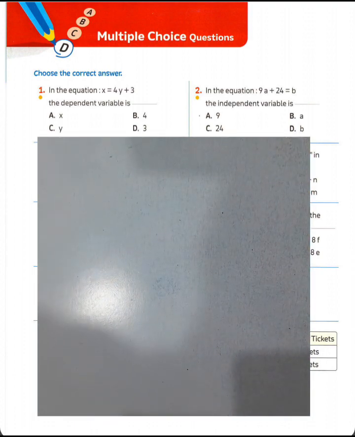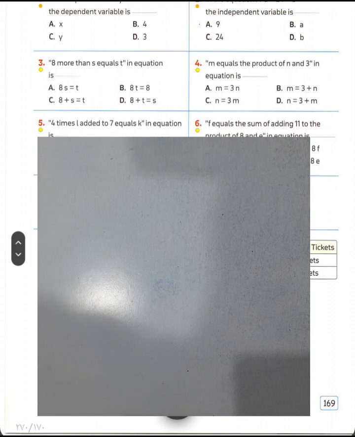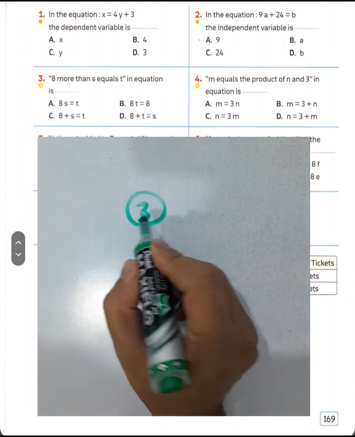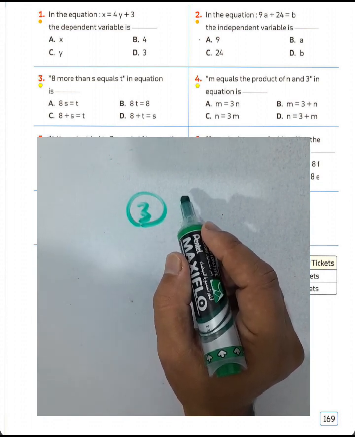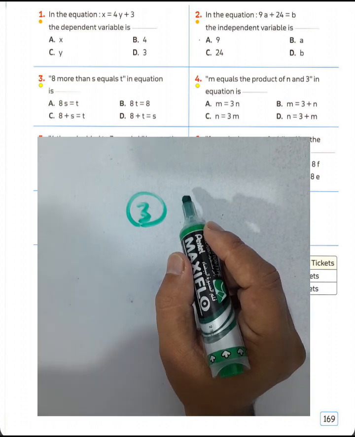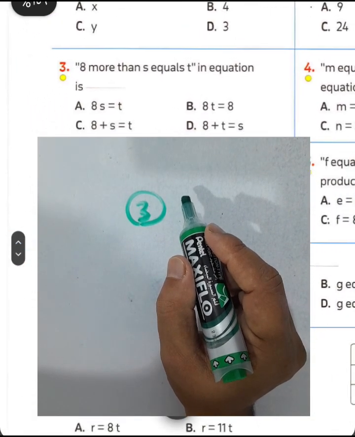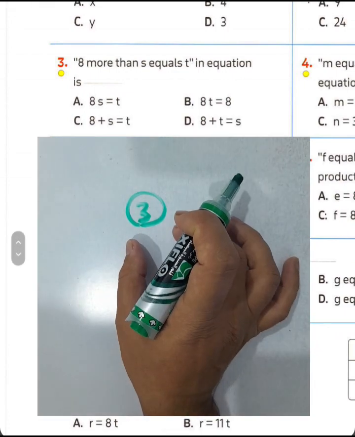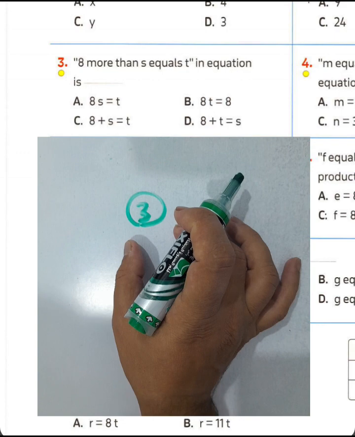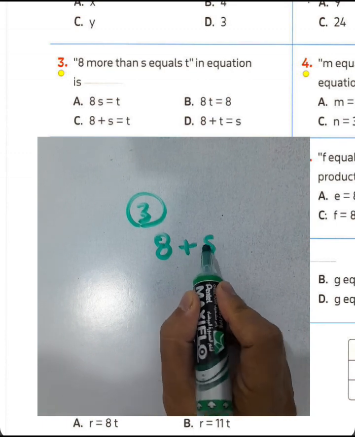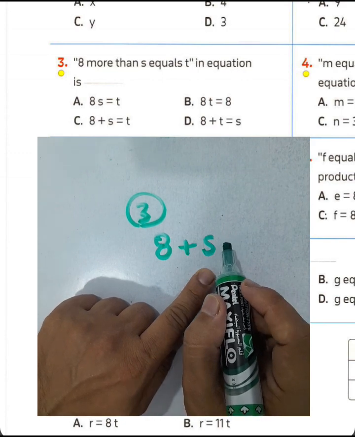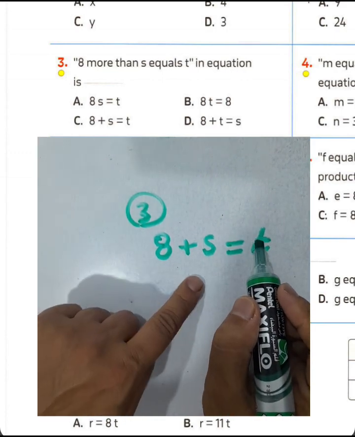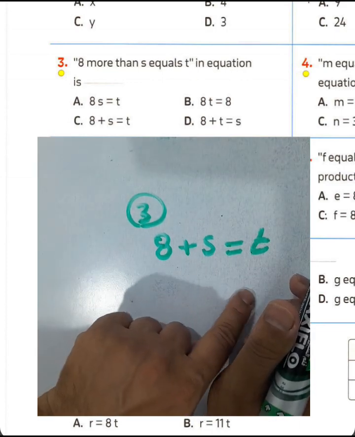Question number 3. 8 more than S equals T. We want to find the equation here. 8 more than S, question number 3, choose C, meaning 8 plus S equals T. 8 more than S equals T. Choose letter C.